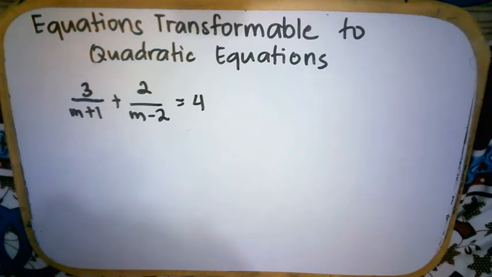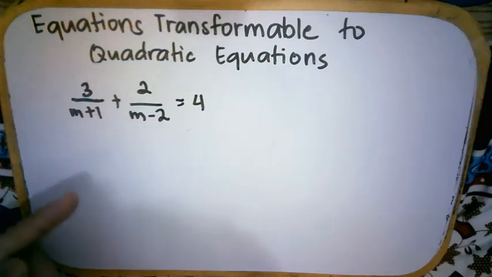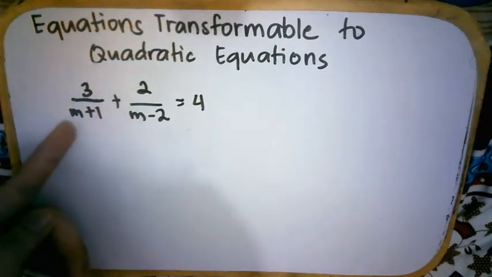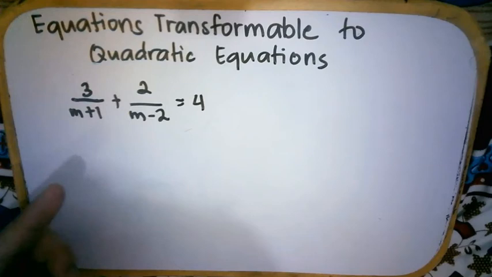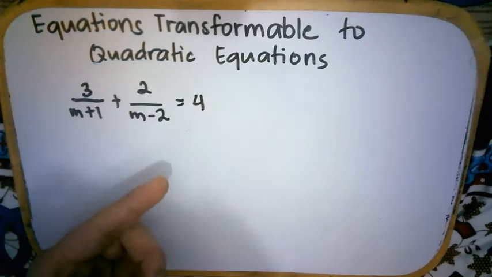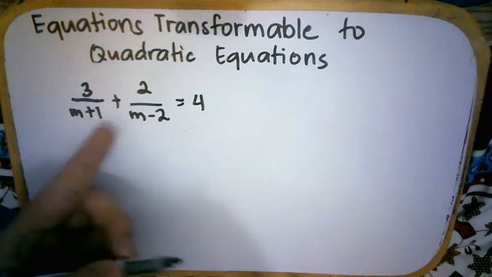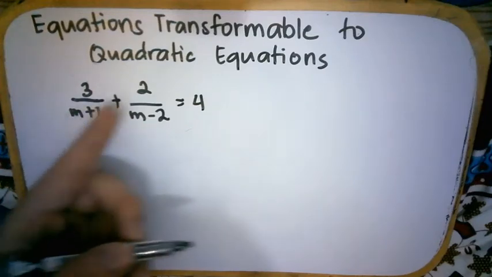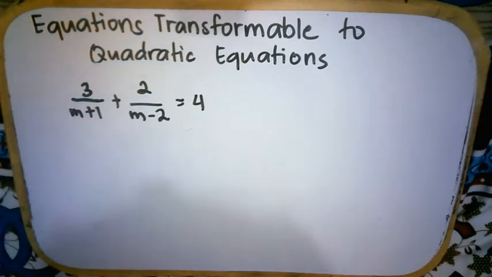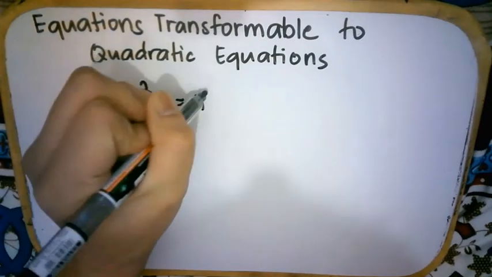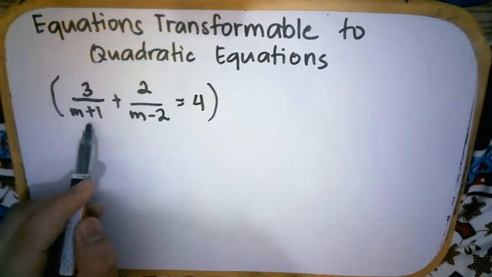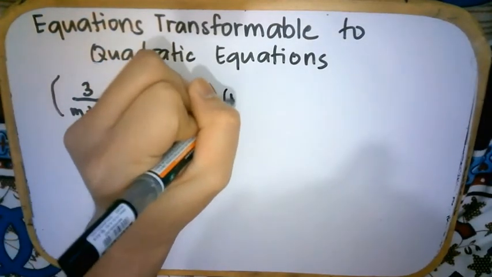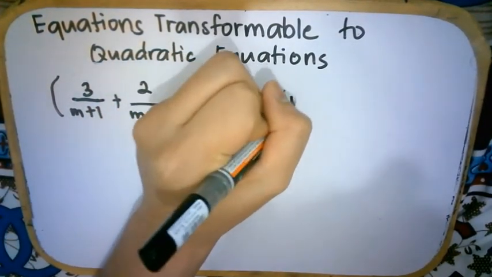Here we are going to get the LCD first. So again, like what I've said earlier, most of the time you're just going to multiply the denominators to get the LCD. So the LCD here is m plus 1 times m minus 2. So you're just going to simply multiply the denominators. And then after getting the LCD, we are going to multiply that to the whole equation. Our LCD again is m plus 1 times m minus 2.